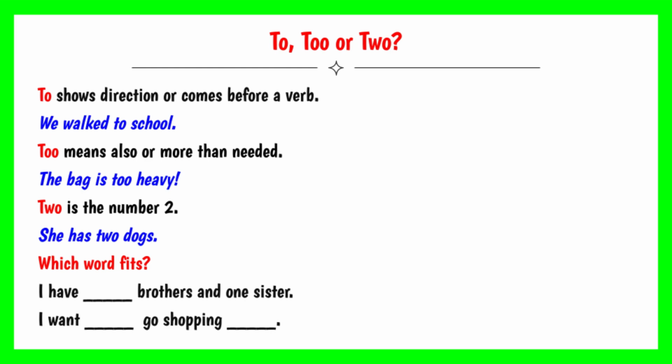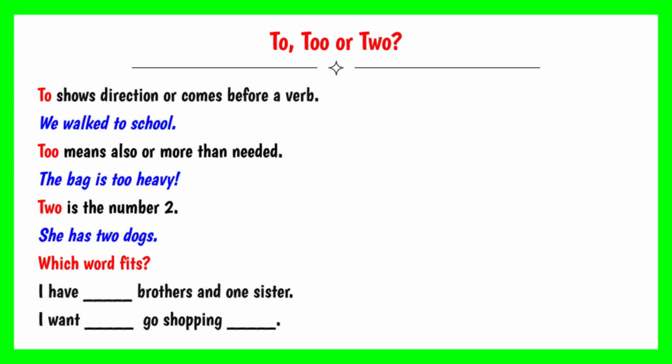Now let's look at too. Too, spelled T-O-O, has two meanings. It can mean also. For example, I like pizza too. It can also mean more than needed. For example, the bag is too heavy. The bag is heavier than we want it to be.